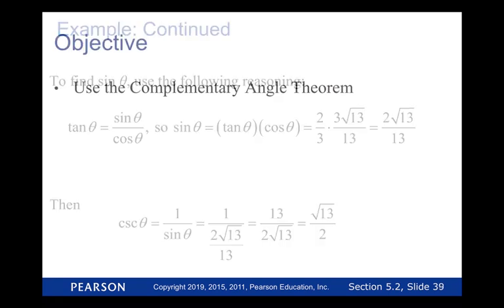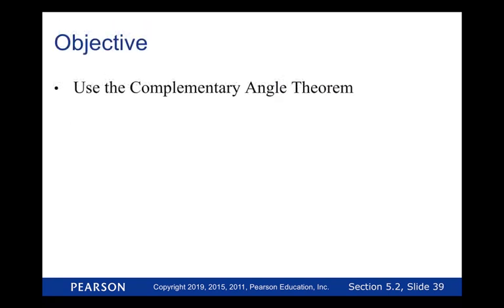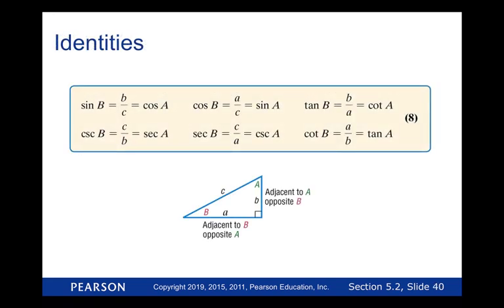Okay. So next objective, we want to look at some examples on using the complementary angle theorem. Let's see. Sine of B. Okay. So if we look at this, the sine of angle B, sine is what? Opposite over hypotenuse. So that was what? B over A. And so the sine of angle B is actually the same as the cosine of angle A. You see the difference between angle B and angle A?